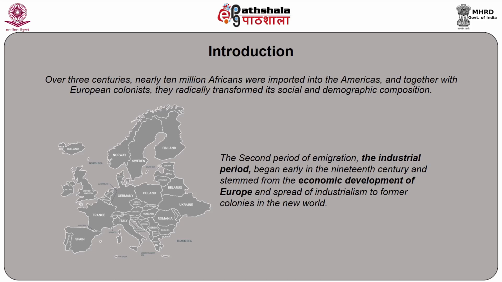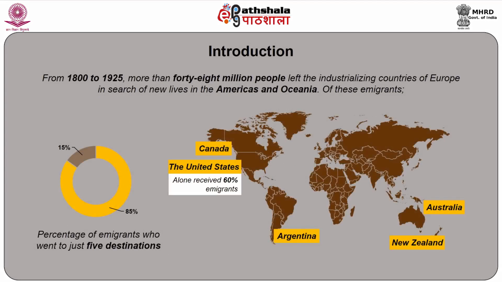The second period of immigration, the industrial period, began early in the 19th century and stemmed from the economic development of Europe and the spread of industrialism to former colonies in the New World. From 1800 to 1925, more than 48 million people left the industrializing countries of Europe in search of new lives in the Americas and Oceania. Of these immigrants, 85% went to just 5 destinations: Argentina, Australia, Canada, New Zealand and the United States, the last one alone receiving 60%.